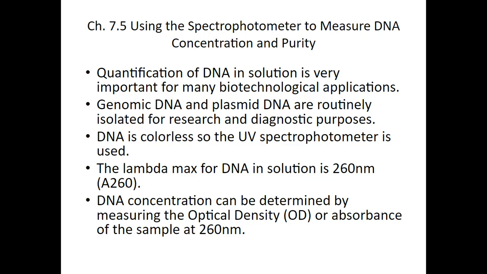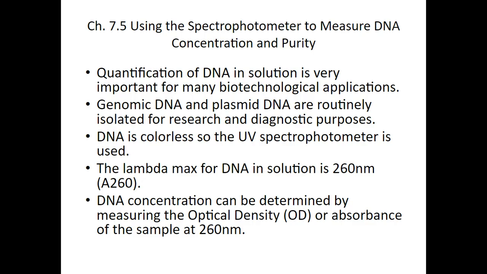DNA is colorless, so the UV spectrophotometer is used. The lambda max for DNA in solution is 260 nanometers. So let's go back. The protein's lambda max is 280. The DNA's lambda max is 260. Those are just things you memorize. Protein's 280, DNA's 260, and this is all in the UV range. So that's what's going on there.